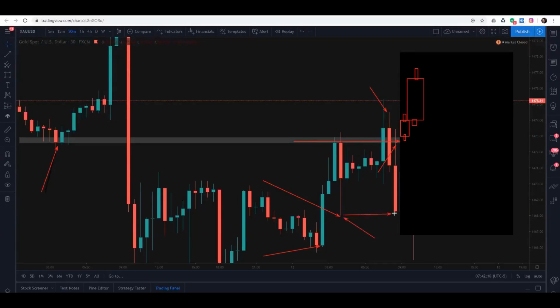I took profits. Candle closed with no wick. This means what? There's no range for the next candle to go down. The next candle can go down because there's a lot of bearish momentum, but there's no range. I was expecting this candle to retrace and leave a wick so that we can continue moving down to 1466.